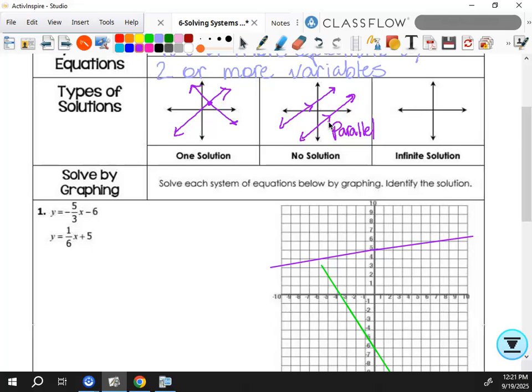If it has infinite solutions, there should be an S on there. Infinite solutions: if I graph a line and then graph the second line right on top of it, it's literally just the same line. The equation might look a little bit different depending on how it's written, but that's why it's infinitely many, because they share every single point.